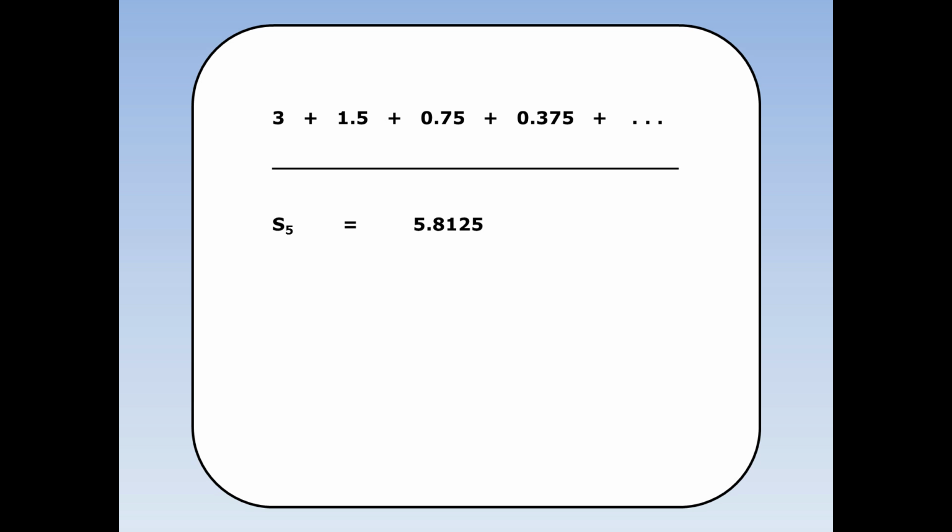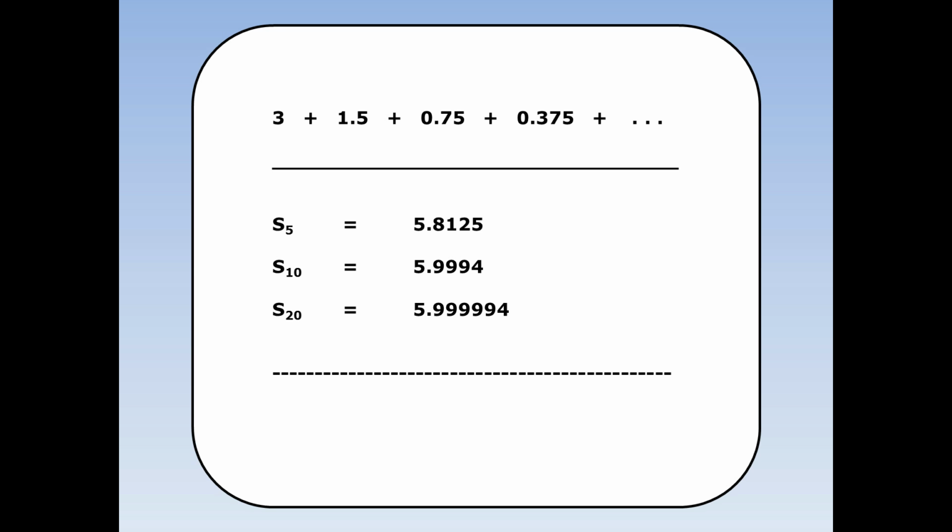If we add up the first 5 terms, they add up to 5.8125. If we add up the first 10 terms, they add up to 5.9994. And the first 20 terms adds up to 5.999994. The more terms we add up, the closer and closer the sum gets to 6. We say that the sum to infinity is 6.